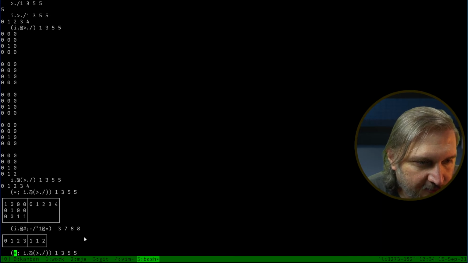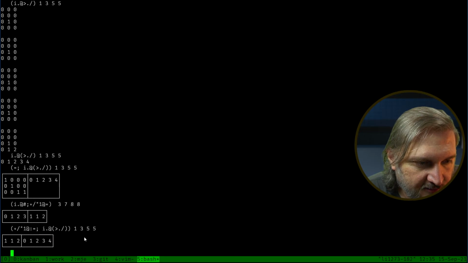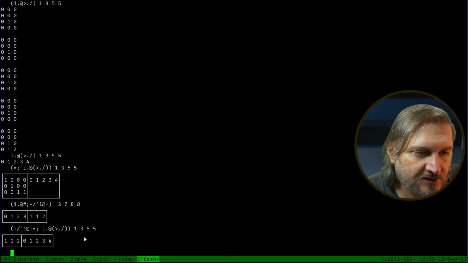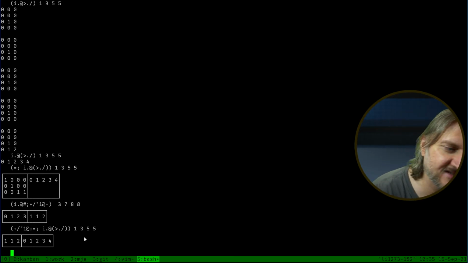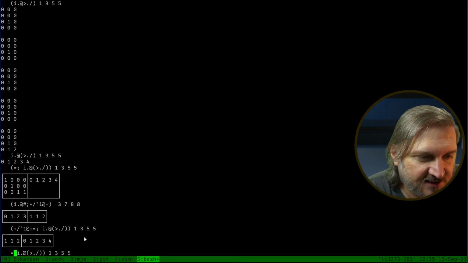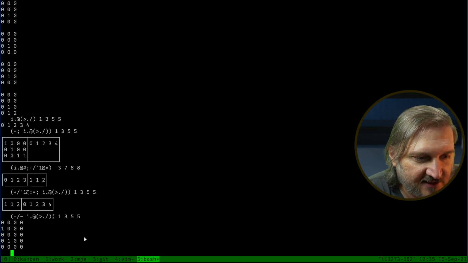Anyway, so the sum of rank 1 at equal 1, 1, 2. Okay. 1, 2, 3, 4. The sum at rank 1... Oh, but you can't just do that, right? You need like a table, right? So we have to take the max, and then we have to say equals, make the equals table with that thing. 1, 3, 5, 5.